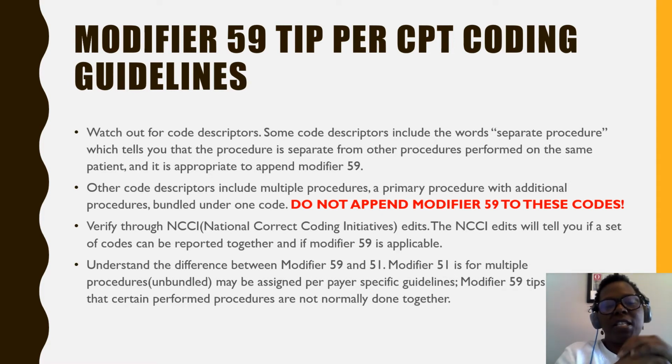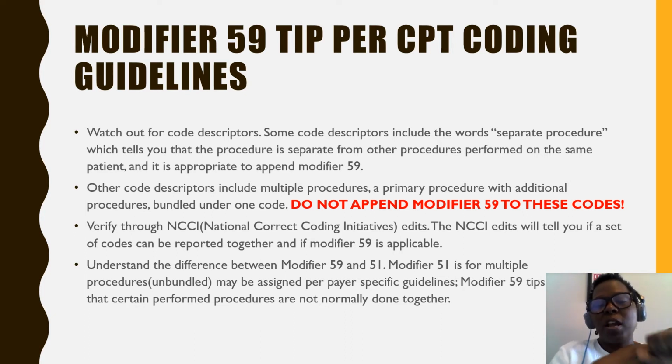Verify through the NCCI, or the National Correct Coding Initiative, edits. The NCCI edits will tell you if a set of codes can be reported together and if modifier 59 is applicable. Now, for those of you who are new to the coding industry or studying to become a coder, the NCCI edits are either built into the practice management systems, or your coding department should have some type of resource such as an encoder, so that you're able to have access to the NCCI edits.